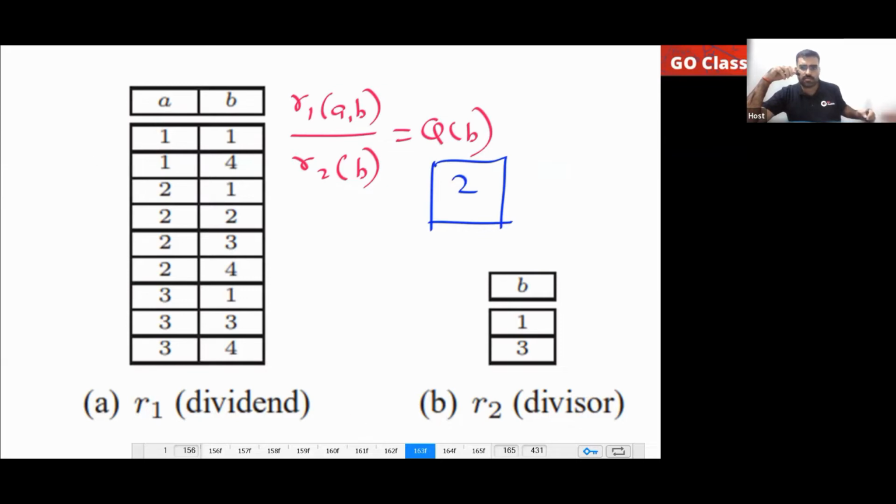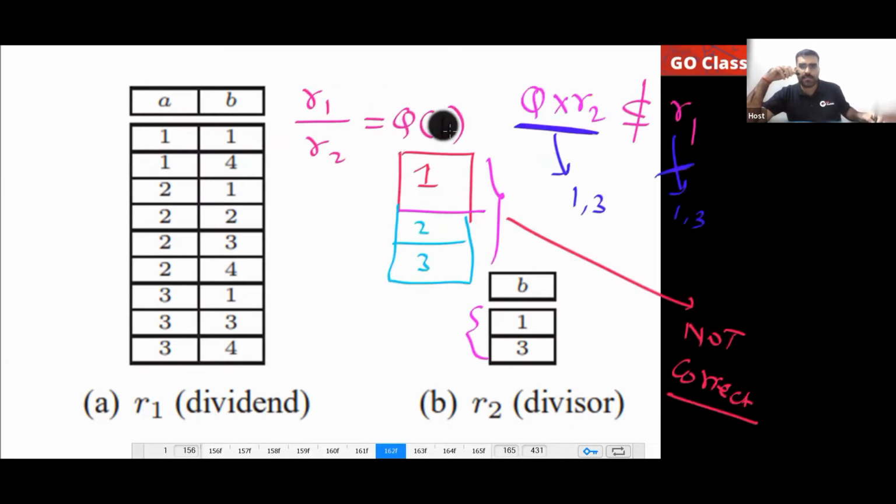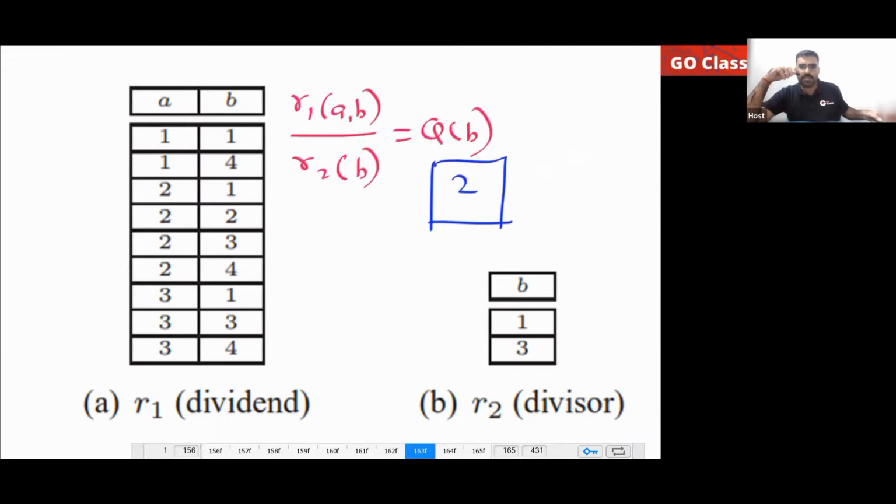Sorry, so that is A, because the schema of Q will be A. So that is your A. Tell me, is this the correct answer? Here you can clearly see this is satisfied.